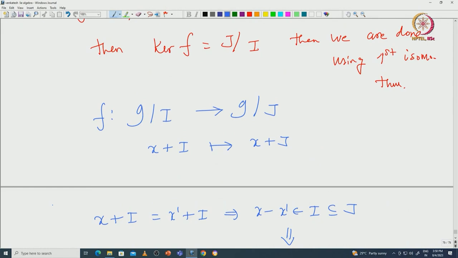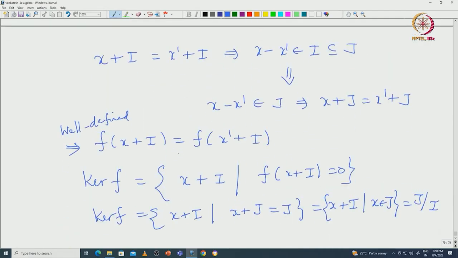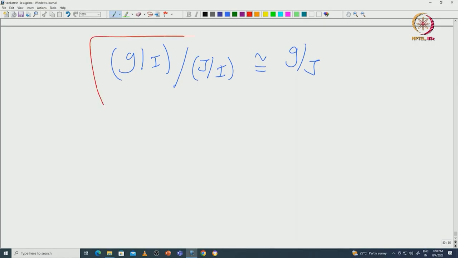So that means G modulo I modulo the kernel will be isomorphic to the image. This is obviously surjective, because given any X plus J, you have X plus I as a pre-image. So that implies that G modulo I, modulo the kernel, which is J modulo I, is isomorphic to G modulo J. Okay. So this ensures that you do not need to go to quotient of quotient and so on. This procedure is somewhat complete once you take the quotient. So there is no iteration. You will not get anything new out of it.